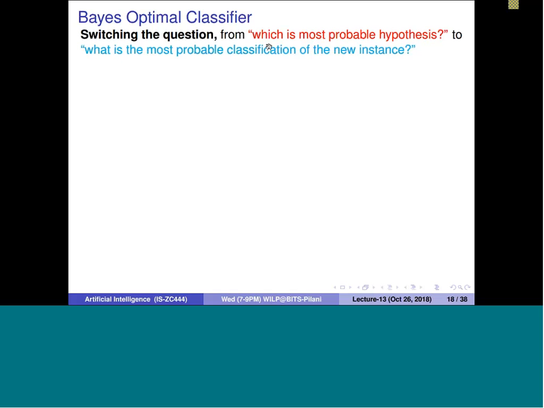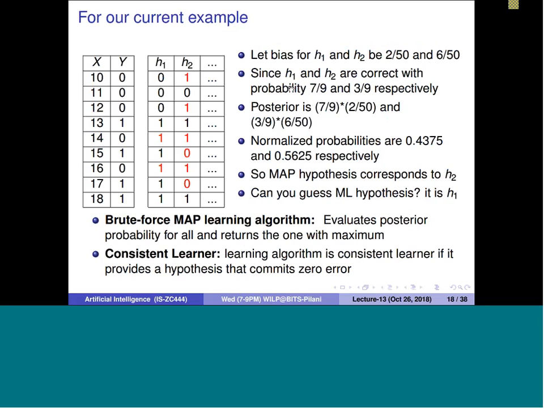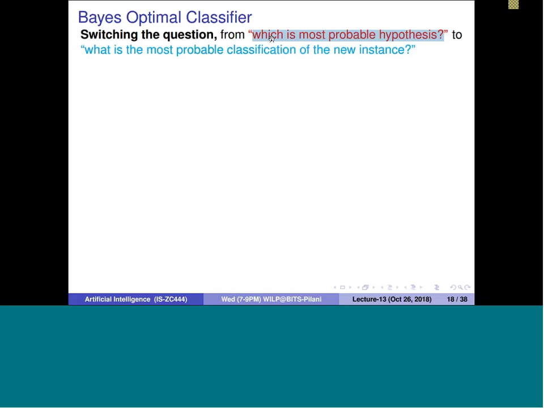And here, we are switching the question from which is the most probable hypothesis. Earlier we were only talking about the probability of the hypothesis, which we found by how many places it is correct. We are switching this question from the most probable hypothesis to the most probable classification of the new instance. So sometimes people ask, is it possible to do better than the MAP?